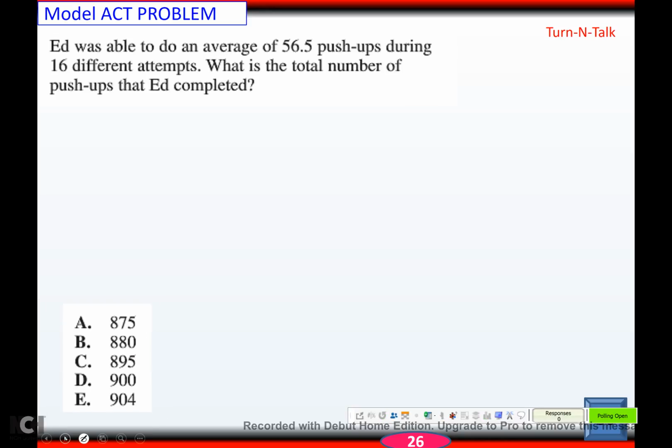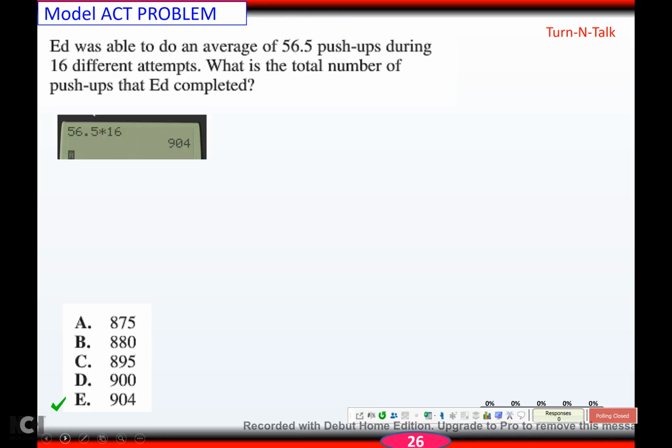Try this one, hit pause, come back when you're ready. And hopefully you got 904. It says Ed was able to do an average of 56.5 push-ups during 16 different attempts. What is the total number of push-ups that I completed? Well, again, if you take the sum over the total equals the average, he said the average is 56.5. He made 16 attempts. What is the total number that he did? Okay, so to get this x alone, I'm going to multiply by 16, and I get 904.